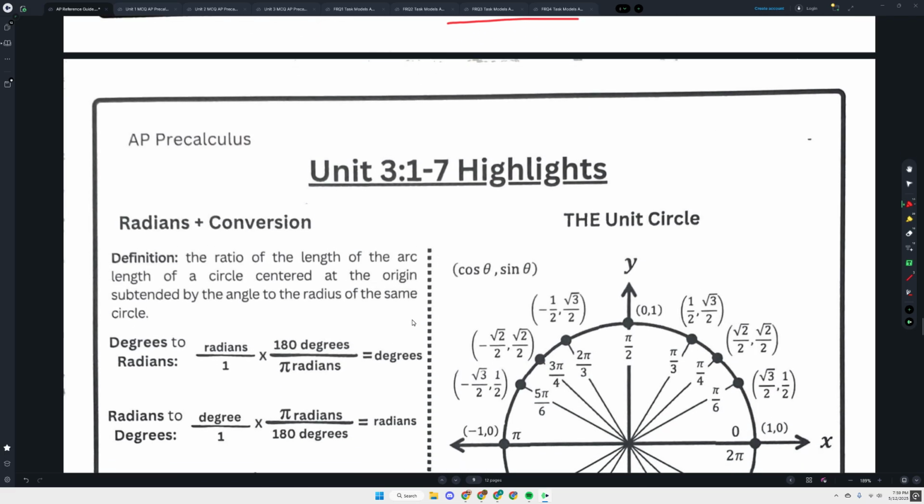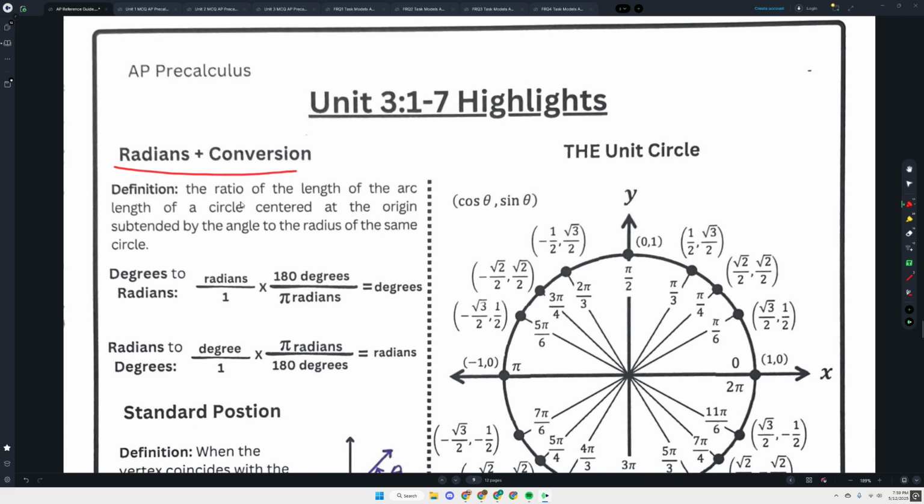Next, unit circle theory. Very heavily requested topic. So first, radians. It's the ratio of the length of the arc of the circle, centered at the origin, subtended by the angle to the radius of the same circle.